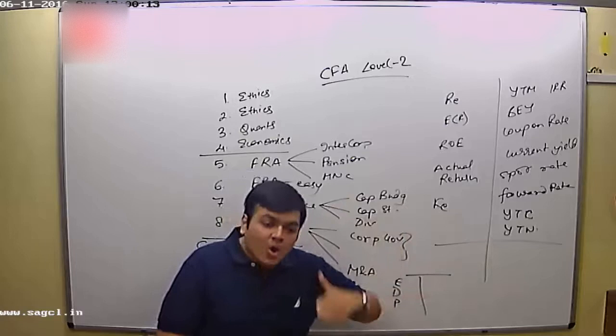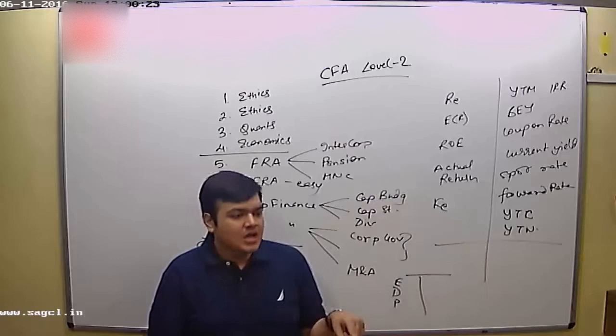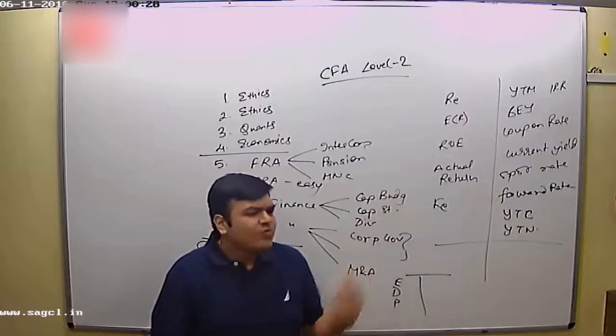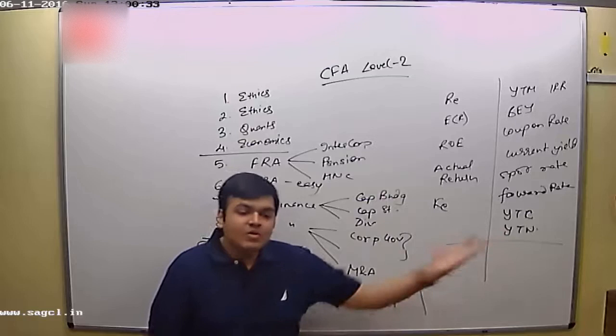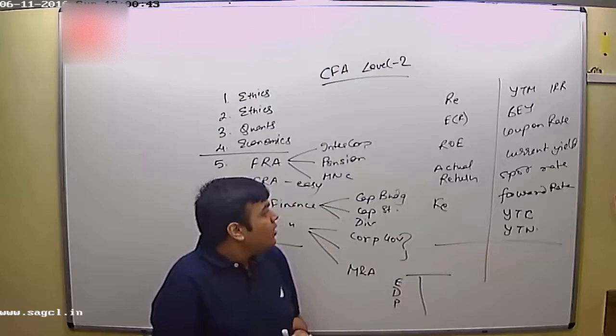And if expected return, I'm expecting 14, based on the risk the company should be giving me only 12, that means ER is greater than RE. I am getting more than what I need. Undervalued stock. We'll discuss this. Portfolio mein sab kiye the level 1 mein. You discount the future cash flows using RE. Had you discounted using expected return, market value aata. Had you discounted using RE, intrinsic value aayega. So that clarity is required. So that's a basic difference between these.